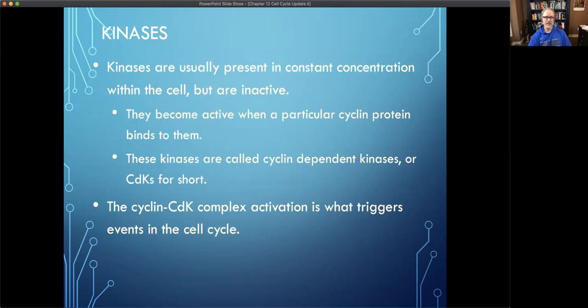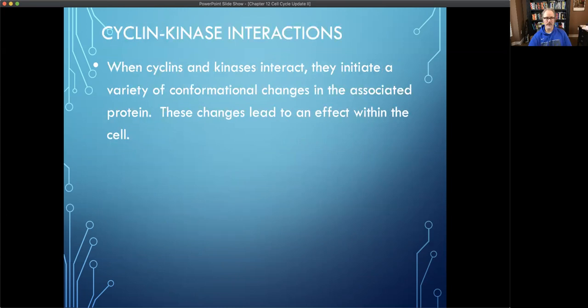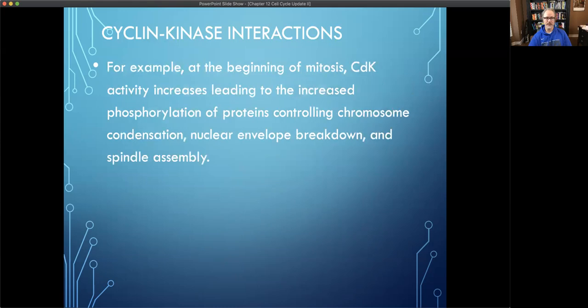Okay. And as I mentioned a couple of times already, the kinases are in constant amounts. And when the cyclin level rises during that particular phase of the cell cycle, it interacts with the kinase. That's when it's going to get the protein doing what it needs to do. These things are often dubbed CDKs for short, cyclin-dependent kinase, and these are the things that are going to trigger the events of the cell cycle. Okay, so usually what happens when these things interact is you get a shape change in a protein, and that shape change is what's going to lead to a different outcome or different event in that particular cell cycle. Like we said, increasing the amount of phosphorylation is going to activate these proteins.